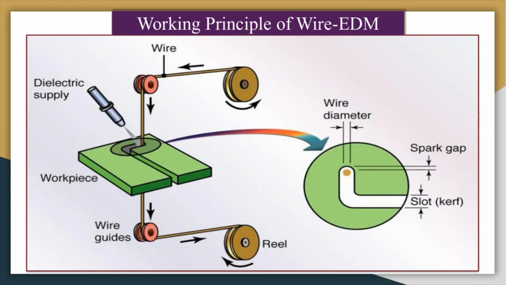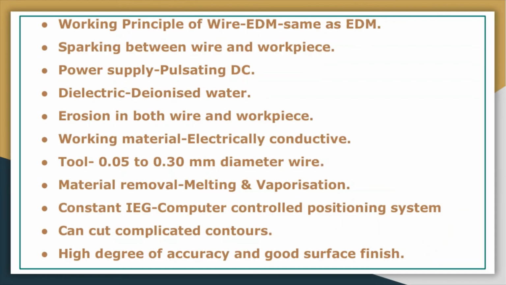So the main difference is that here deionized water is used, and also a nozzle is there. Here I have shown one nozzle in the schematic figure. Through that nozzle you pass the dielectric fluid, that is deionized water, which flows in between the wire and the workpiece surface. It is also a very good idea to flow the dielectric fluid along the axis of the wire, so it effectively flushes away the debris particles.